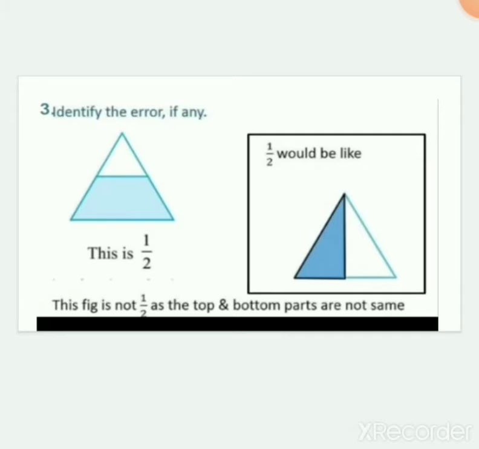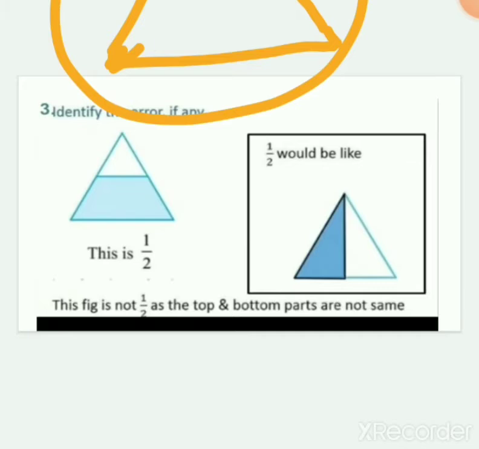We have question number 3, that is identify the error if any. Right, they have given a triangle and they have divided it in such a way. Can you tell me it is equal in proportion or it is dividing it itself in equal parts? Is it a fraction? Can you tell me?